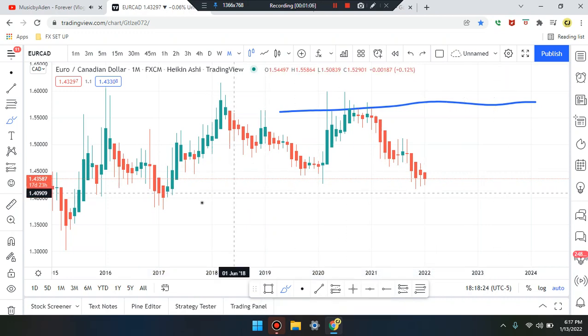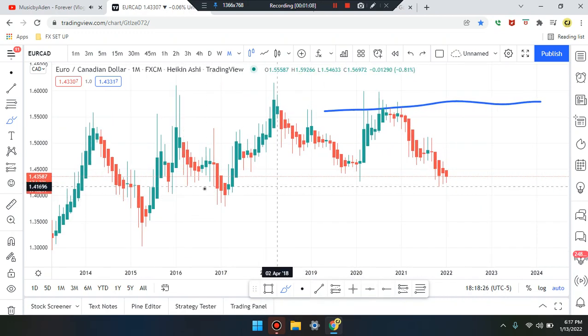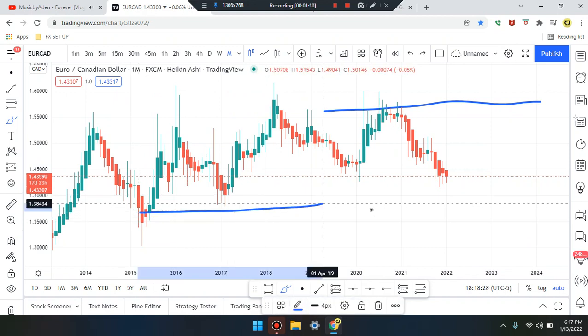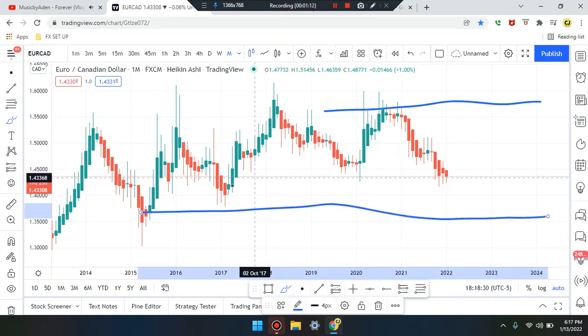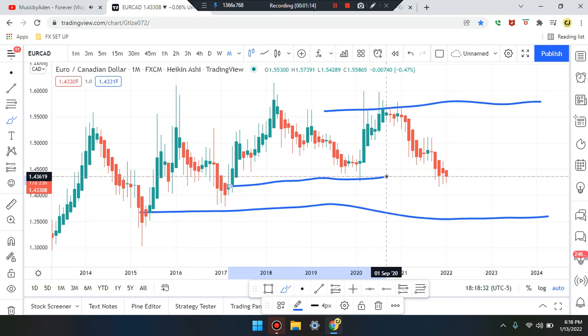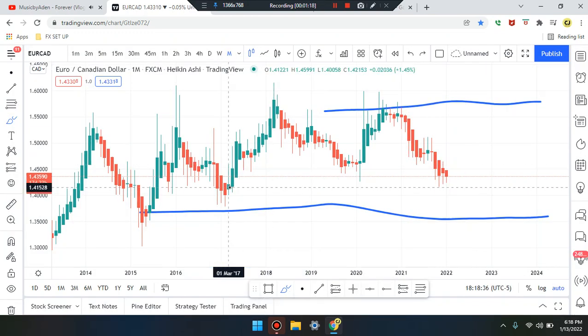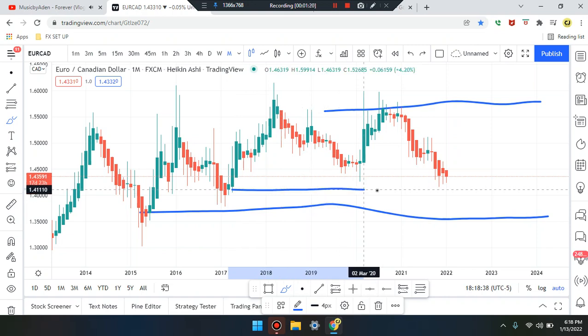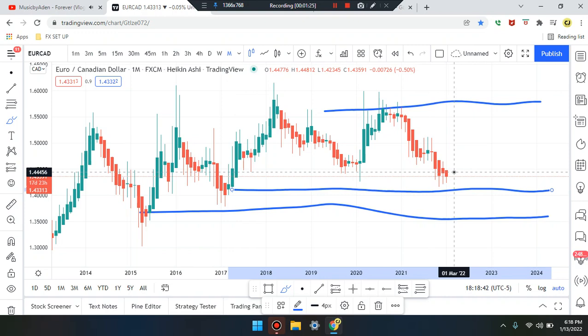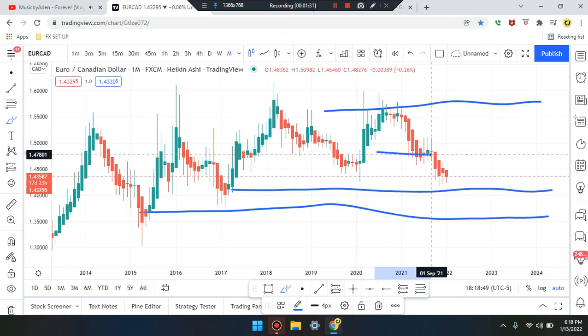Price to tag this level here, and then we'll tag this level first. If it breaks this, it'll head down to this. Last but not least, the midpoint right in the middle: highest high, lowest low, midpoint.